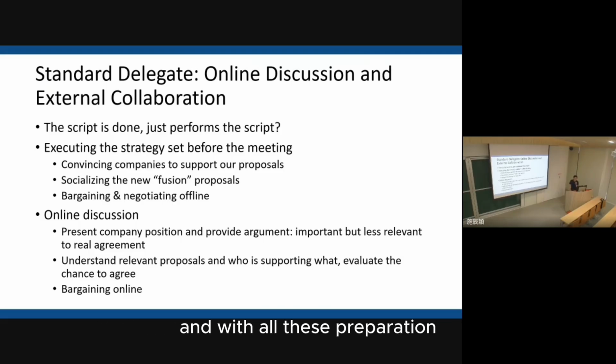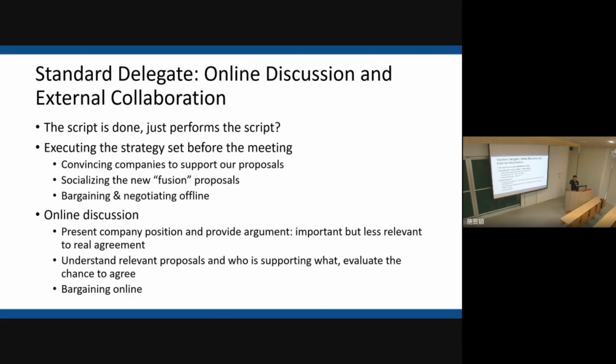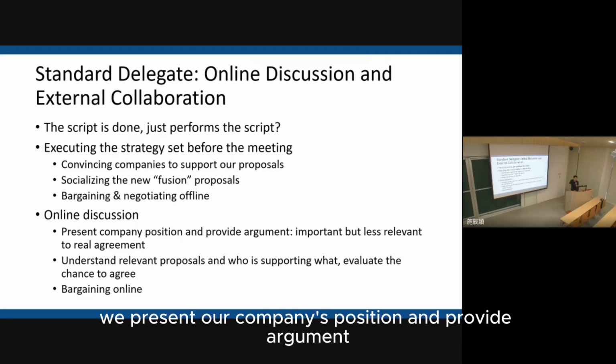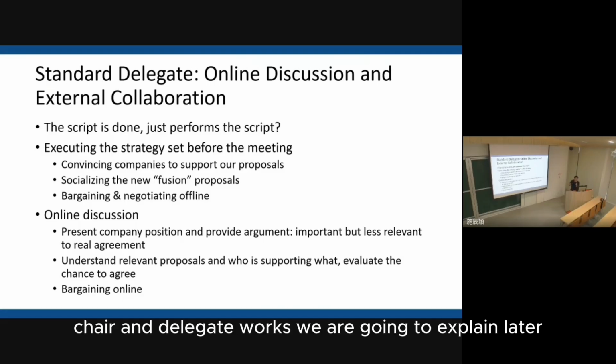And with all this preparation, when we get to online discussion, meaning in the meeting venue, you have a chair hosting the meetings, and because topics rotate, there's a specific time allocated to each topic, and this is the online discussion time. So what do we do there? We present our company's position and provide arguments so that we can persuade companies that we haven't talked to and persuade the chair to help us push through. How the meeting, chair and delegates work, we're going to explain later.